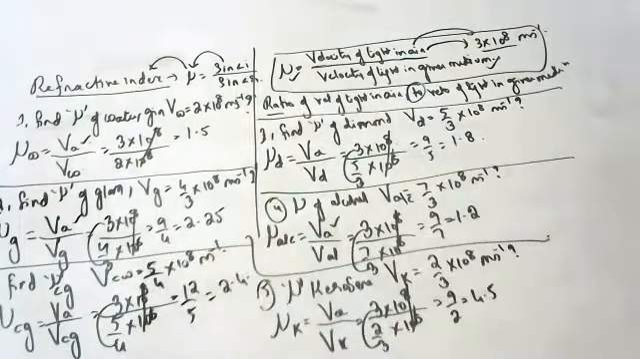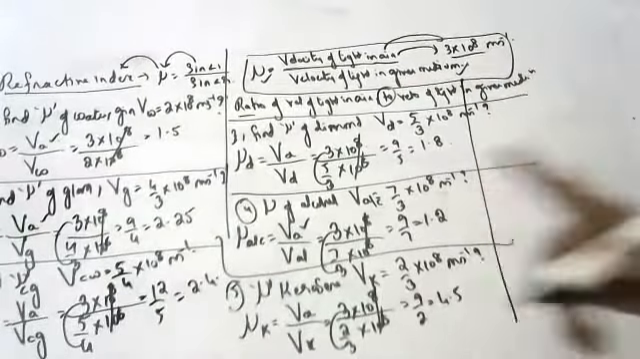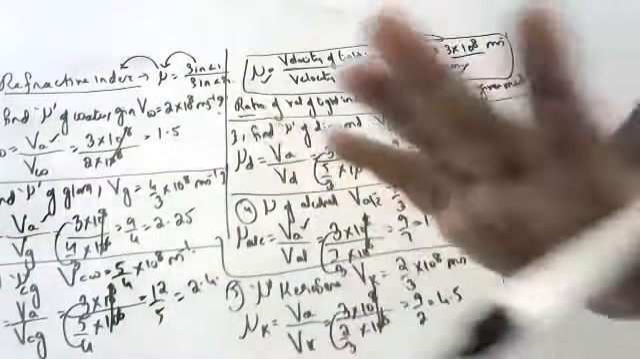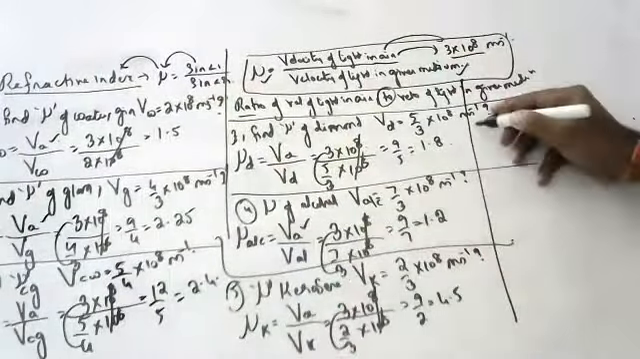2.4. Refractive index can never be less than 1, children. Remember, 1 is air. Refractive index cannot be less than 1. Remember, refractive index cannot be less than air.